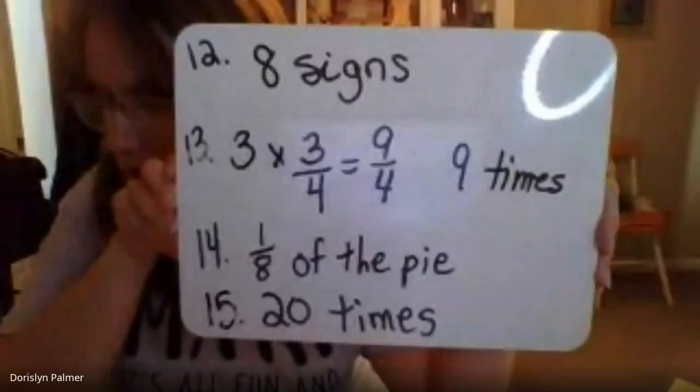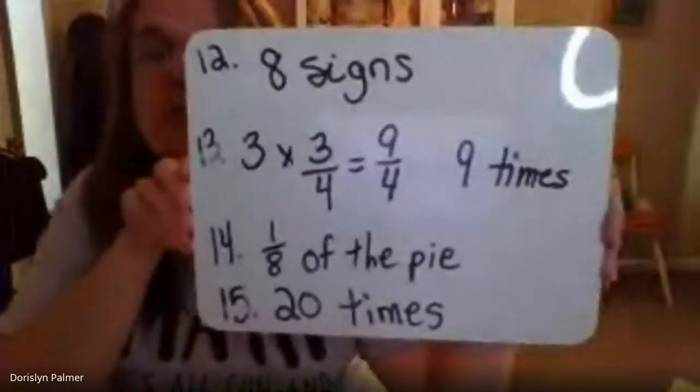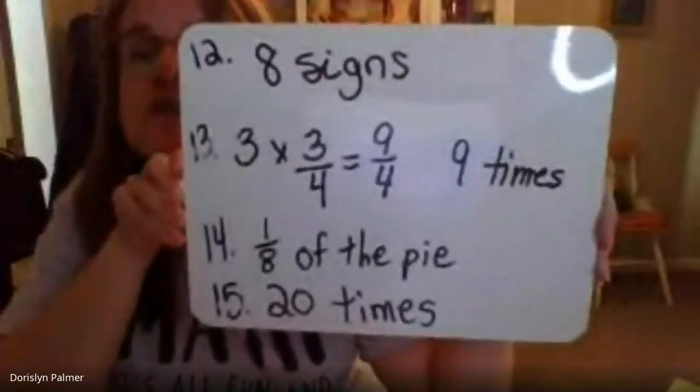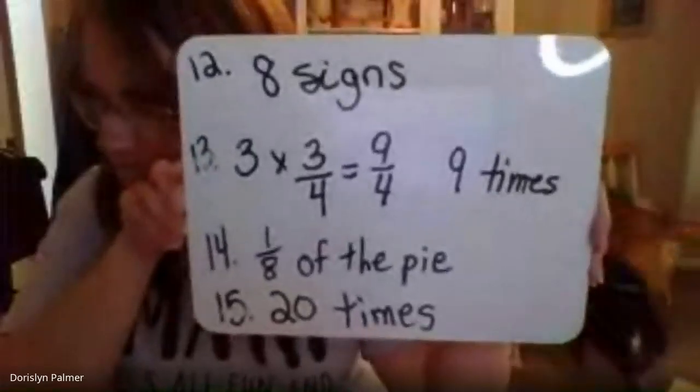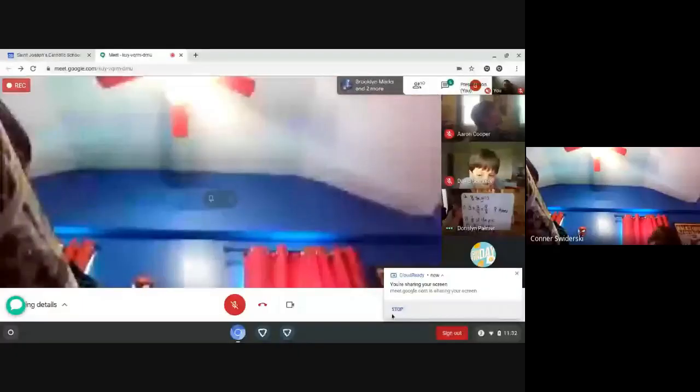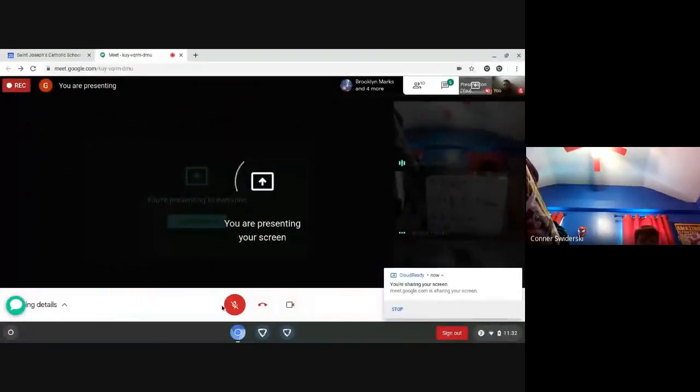For number 13, I just said 3 times. Well, but she's making 3 batches, so that's why it's 9 times. So it's 3 times for each batch. Let me do that one. 3 times 3/4 equals 9/4, 9 times. Okay, 20. Okay, thank you.